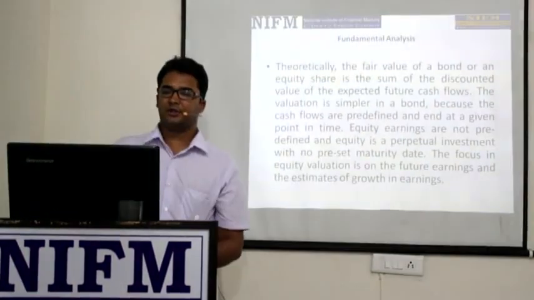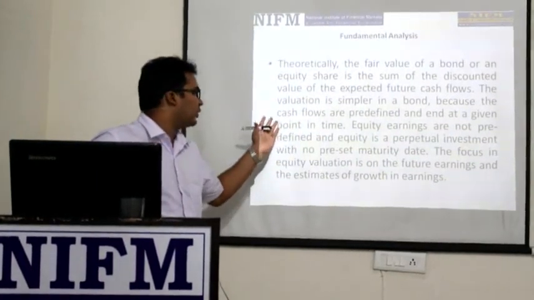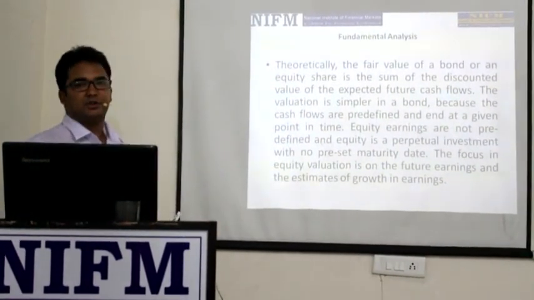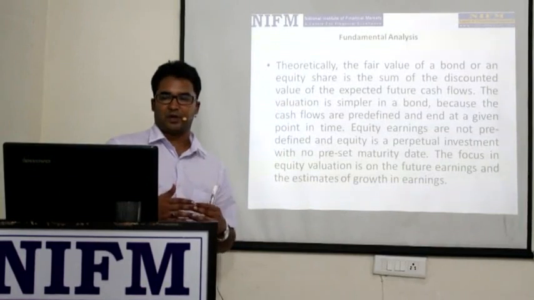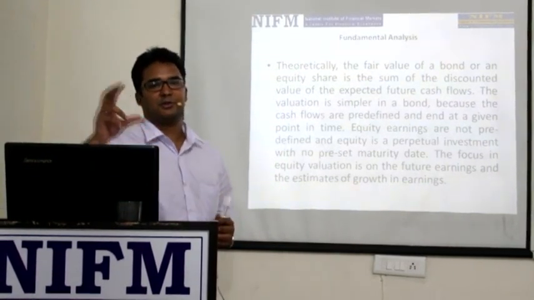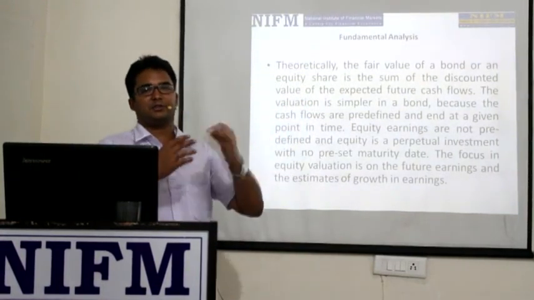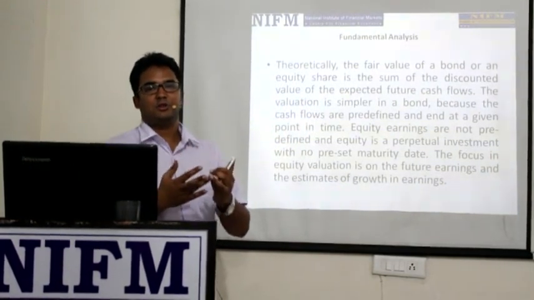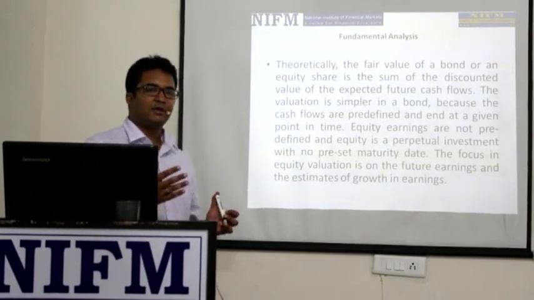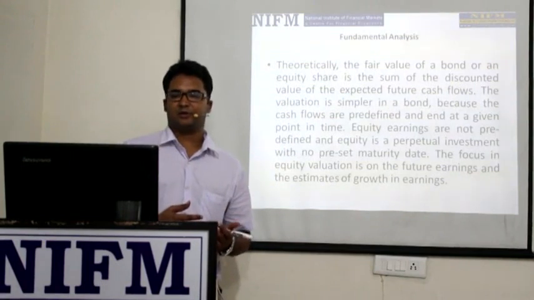The valuation is simple in a bond because the cash flows are predefined and end at a point in time. So there is a maturity value. At a particular time, say after 3 years, you'll get this much amount of the maturity value. So you already know the coupons and you're getting the maturity value also. That is why bond valuation becomes easy with respect to equity valuation.